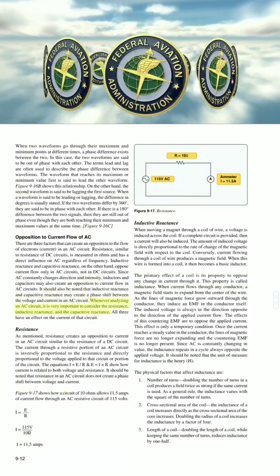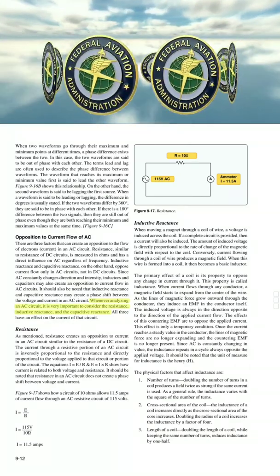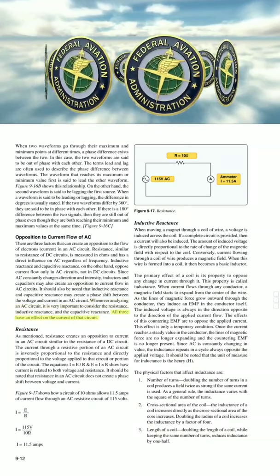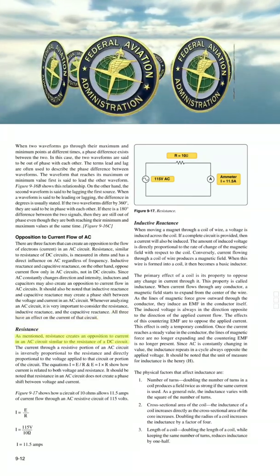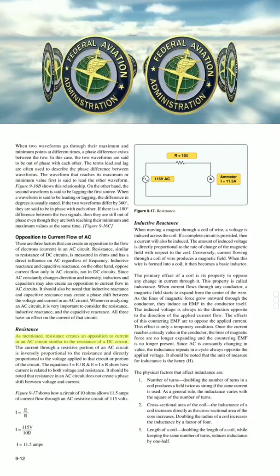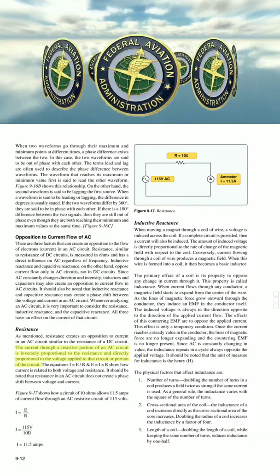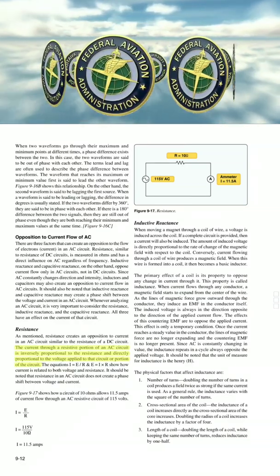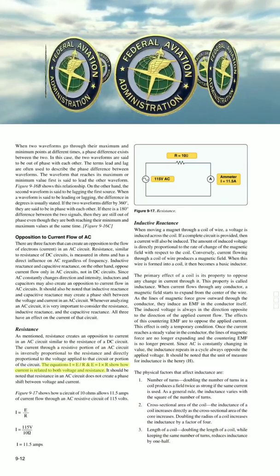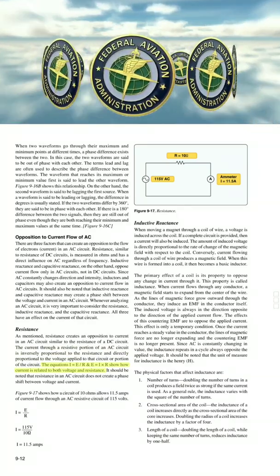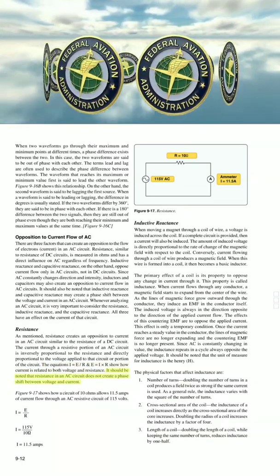Whenever analyzing an AC circuit, it is very important to consider the resistance, inductive reactance, and the capacitive reactance. All three have an effect on the current of that circuit. Resistance. As mentioned, resistance creates an opposition to current in an AC circuit similar to the resistance of a DC circuit. The current through a resistive portion of an AC circuit is inversely proportional to the resistance, and directly proportional to the voltage applied to that circuit or portion of the circuit. The equations I equals E/R and E equals I times R show how current is related to both voltage and resistance. It should be noted that resistance in an AC circuit does not create a phase shift between voltage and current.